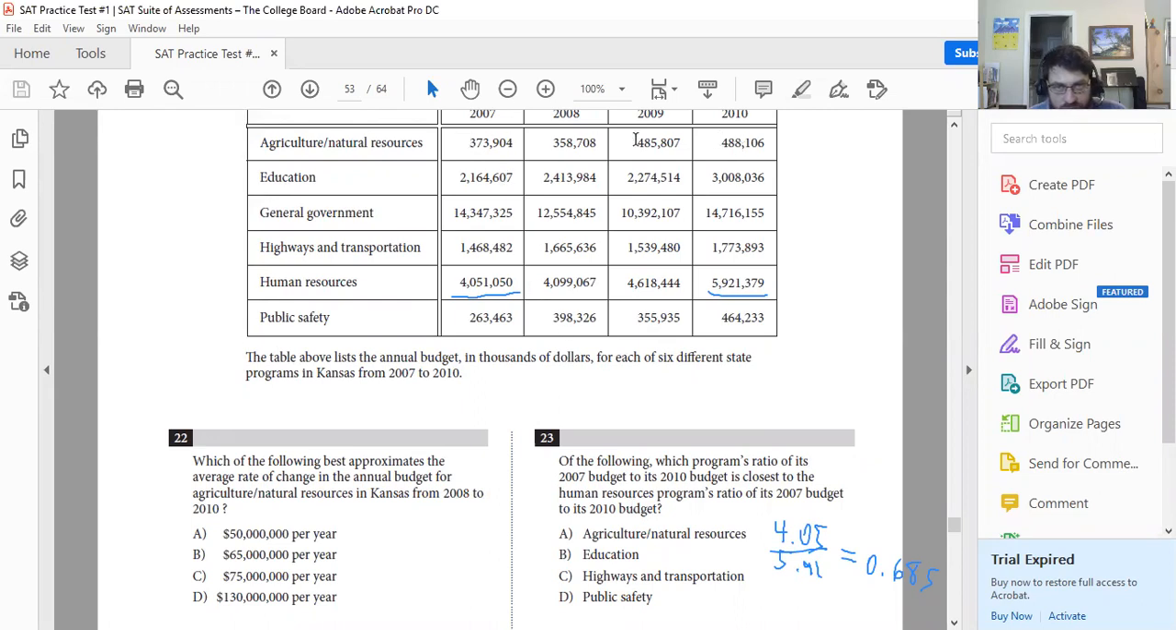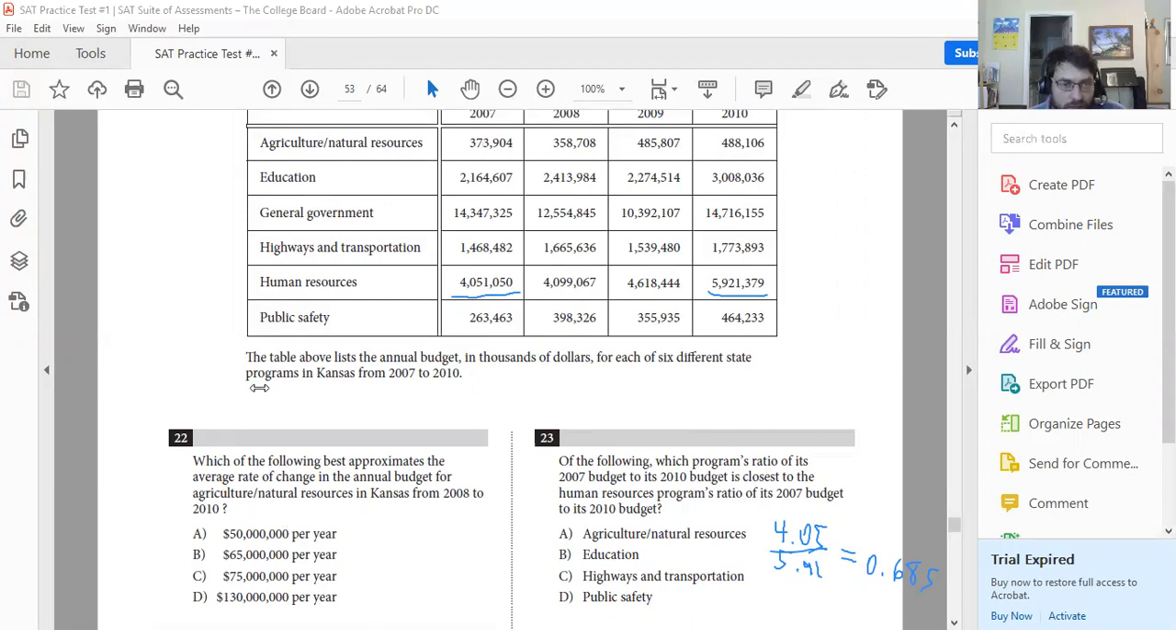So which one looks like it has a 2-to-3 ratio? Looks like education does. I mean, I just said 2-to-3 and that has 2-to-3. Highways looks like a 4-to-5 if we're just approximating. 1.4 to 1.7 is probably not 2-to-3. Public safety looks like it's, oh, we can go through all of them.